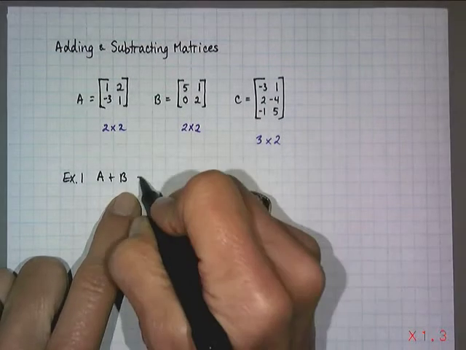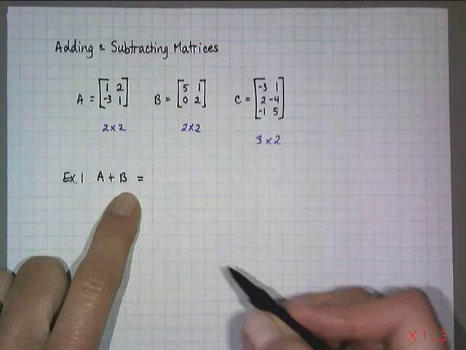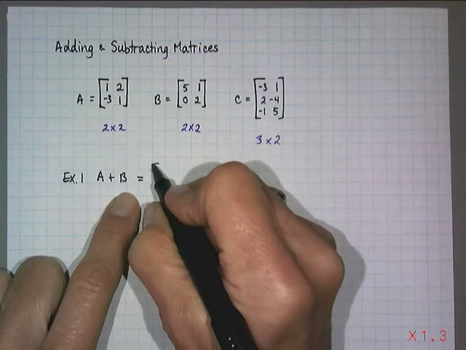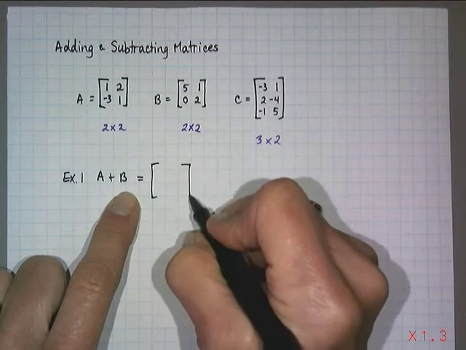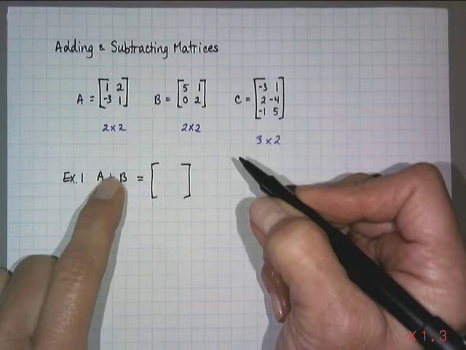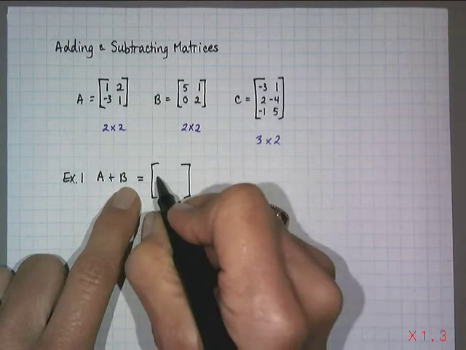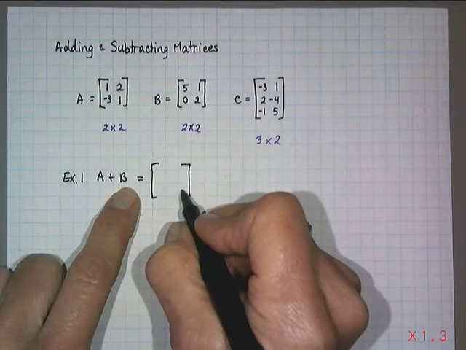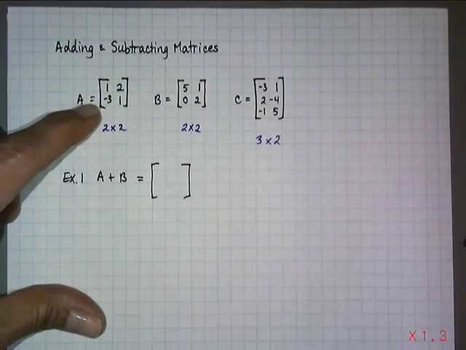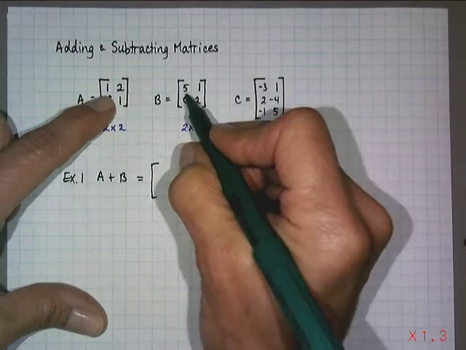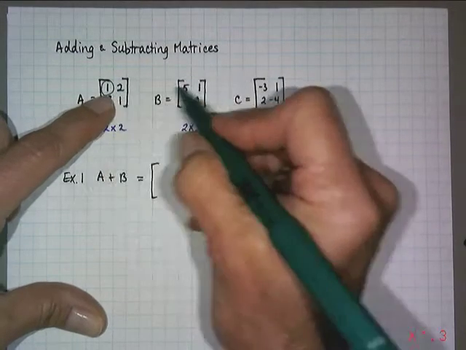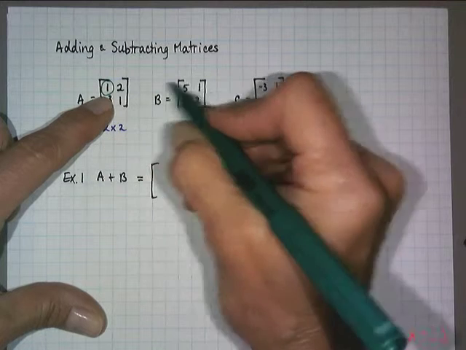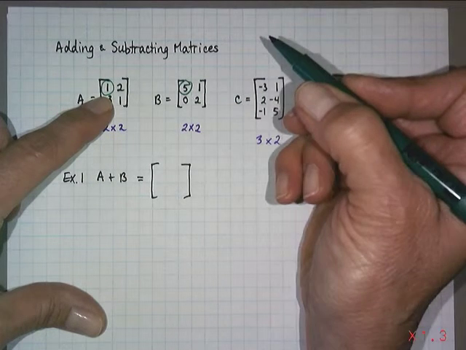So example 1, if I want to say add matrix A to matrix B, what I'm going to do is just add their individual elements and keep them in their same location. That's why the dimensions have to match. So A is a 2 by 2, B is a 2 by 2, so my answer will be a 2 by 2. And what I'm going to do to combine those 2 matrices is I'm going to add the elements like this. Row 1, column 1 gets added to row 1, column 1 of matrix B.